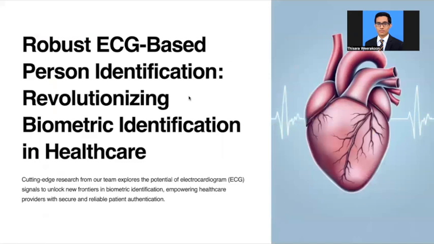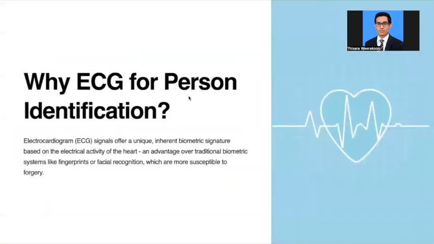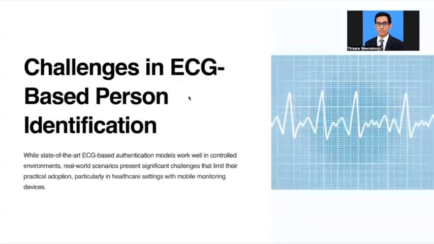Welcome everyone. Robust ECG-based person identification, revolutionizing biometric identification in healthcare. Cutting-edge research from our team explores the potential of electrocardiogram signals to unlock new frontiers in biometric identification. Why ECG for person identification? Electrocardiogram signals offer a unique inherent biometric signature based on the electrical activity of the heart, gaining an advantage over traditional biometric systems like fingerprints or facial recognition, which are susceptible to forgeries.